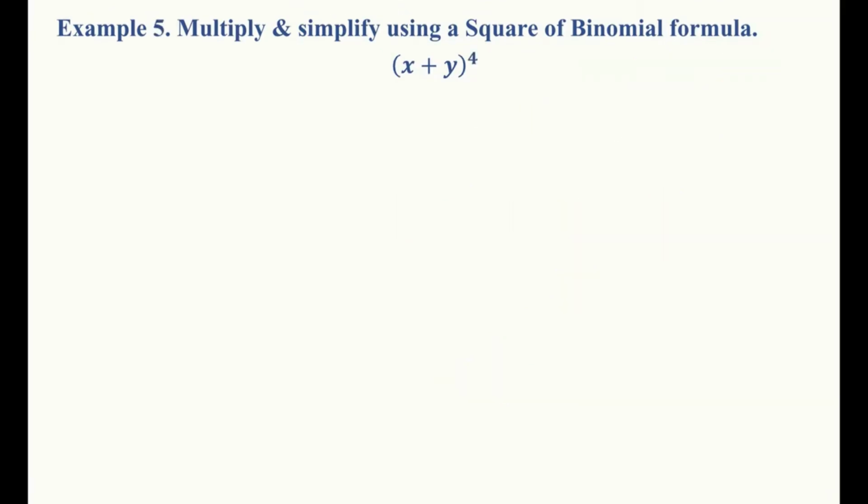All right, in this example, we see that we have the fourth power of a sum. We know what to do if we have the square of a sum, but we haven't come up with a formula for the fourth power of a sum. So we're going to utilize the fact that we can rewrite this as x plus y squared times x plus y squared in order to get the job done.